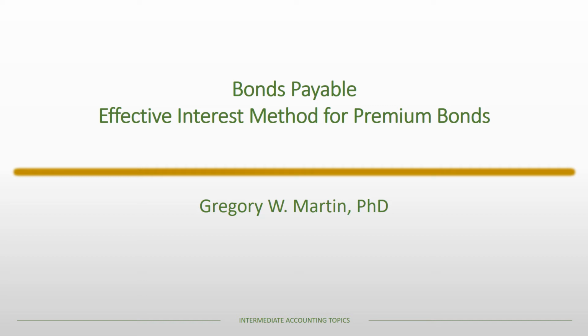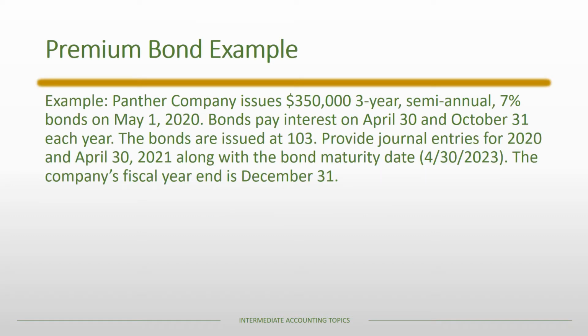Okay, so now we're going to do a premium bond using the effective interest method. This one's going to be a little bit different, and you're going to see that sort of in the description here. First of all, we can see that it is a 3-year semi-annual bond, means that interest is paid semi-annually. And also you're going to notice that the bond was issued on May 1st, 2020, which does not coincide with the December 31st fiscal year end. And so that's going to create a few extra journal entries and a few things to consider. And so we're going to walk carefully through that.